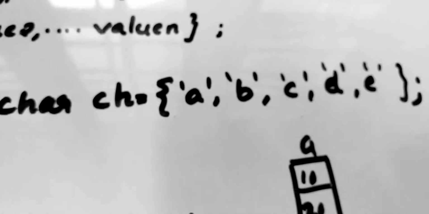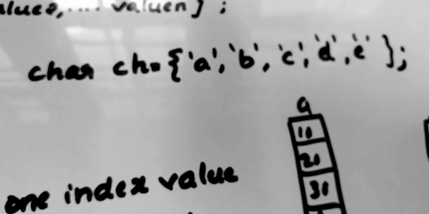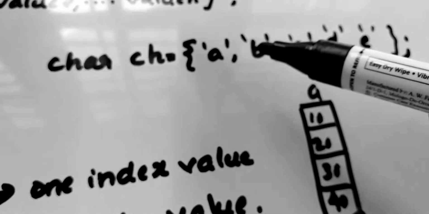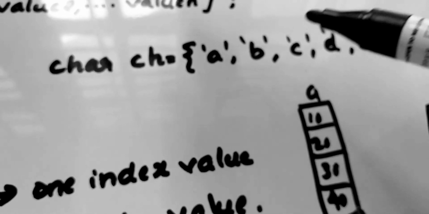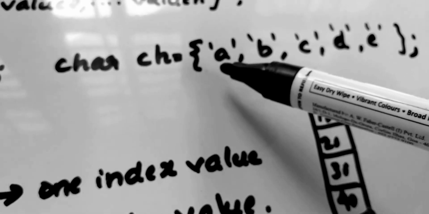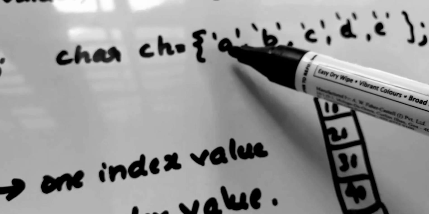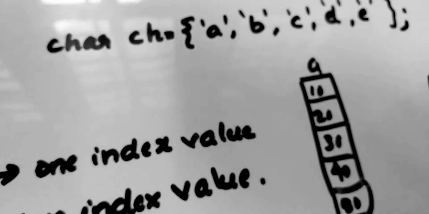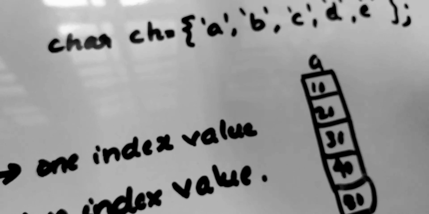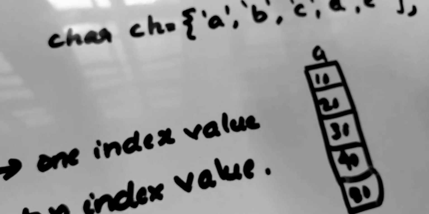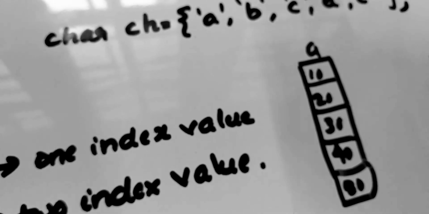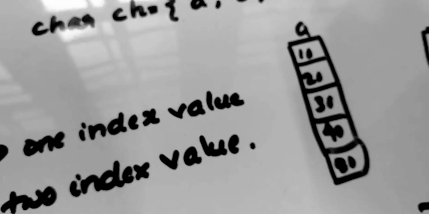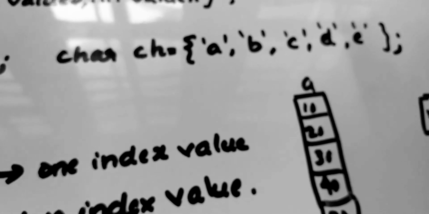Suppose you are declaring a character array. Since the data type is character, the values assigned to the array must be of the same type, character type, enclosed in single quotes. Suppose we are assigning a string array, how does it go? String name equal, and we pass some values, some names, to the array, and these values should be enclosed in double quotes.